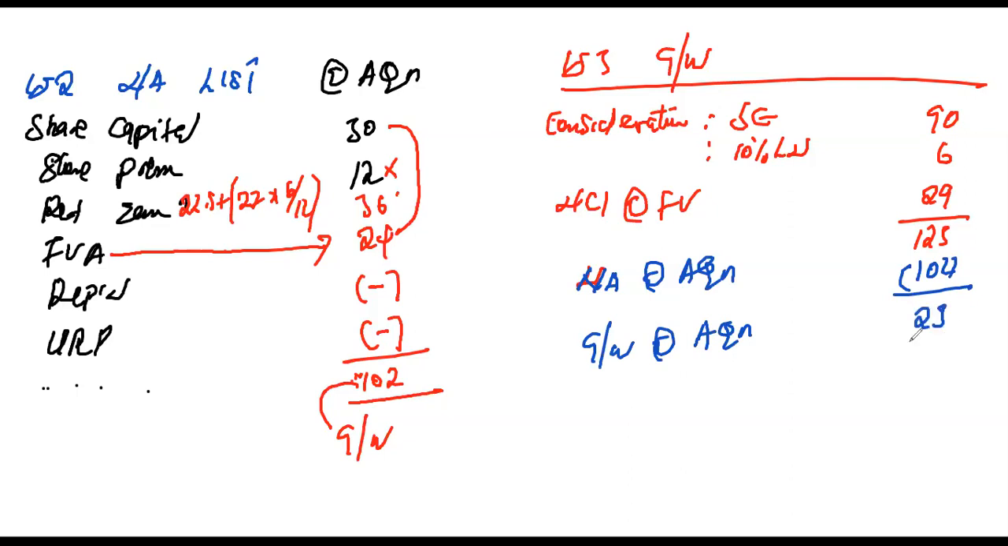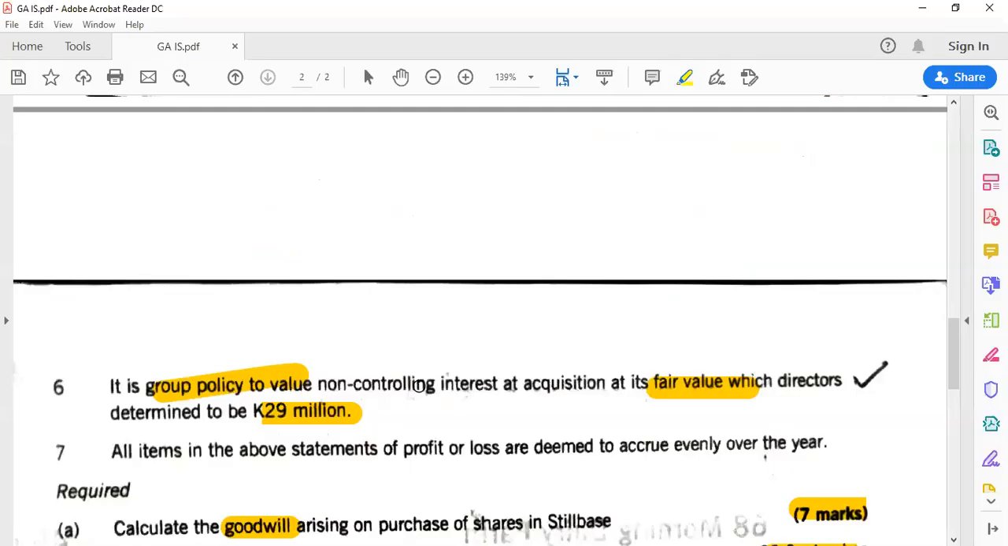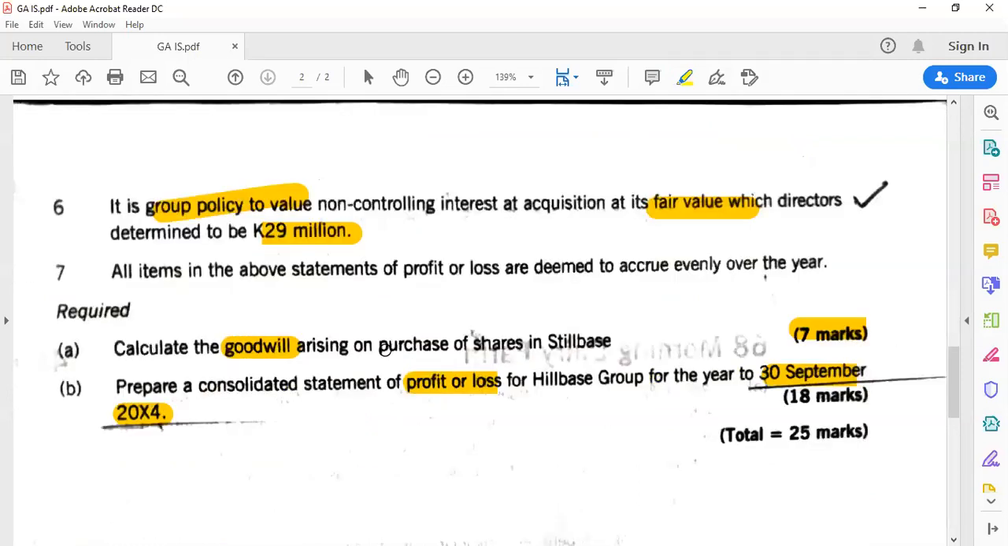That's the figure the examiner wanted you to give him. He said, give him the goodwill at acquisition. But what we are going to do is finish it so that we show how it should be done at report. The first question said, calculate the goodwill arising on purchase. 7 marks. That's a simple calculation, 7 marks. So now let's finish it up.